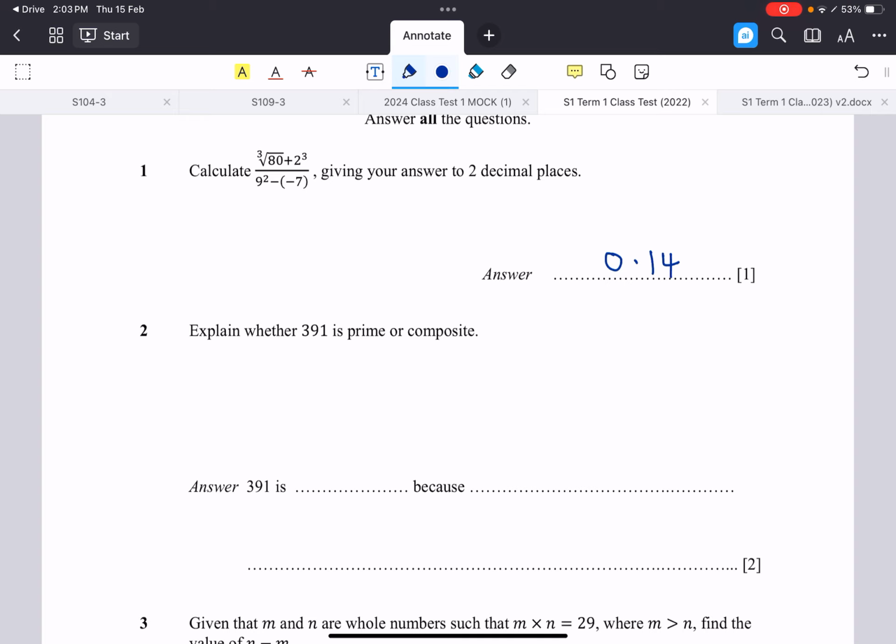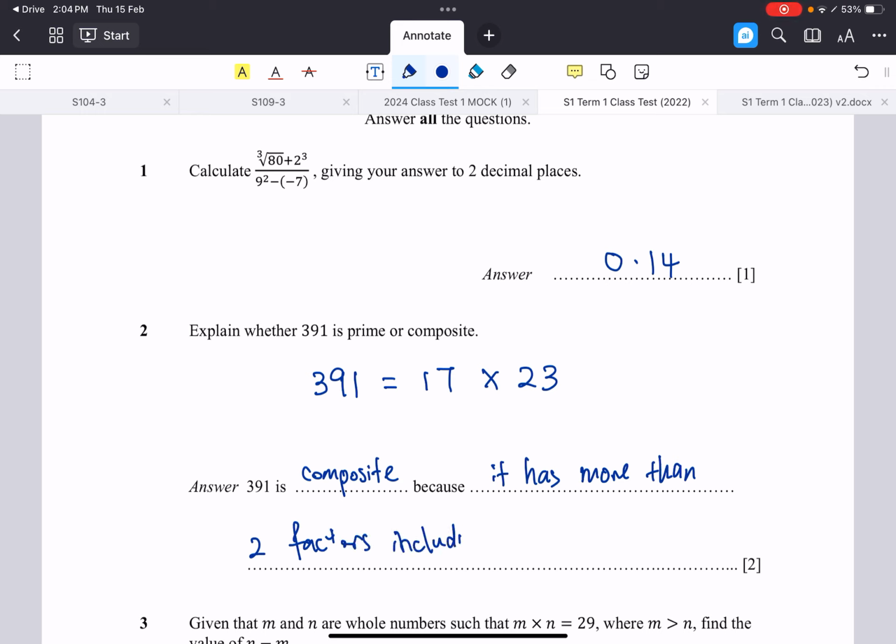Okay. Next, they want us to explain whether 391 is a prime number or composite number. Well, what happened is 391 is actually equivalent to 17 times 23, right? Therefore, 391 is definitely not prime, it is composite. Okay, and the reason is because it has factors. Or rather, let's be more accurate, it has more than 2 factors, right?